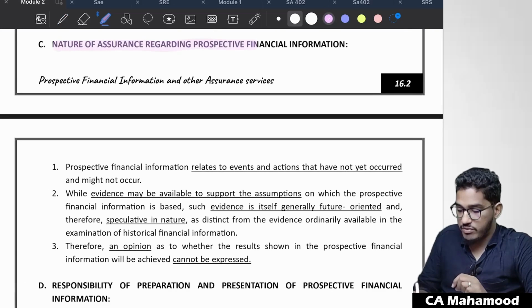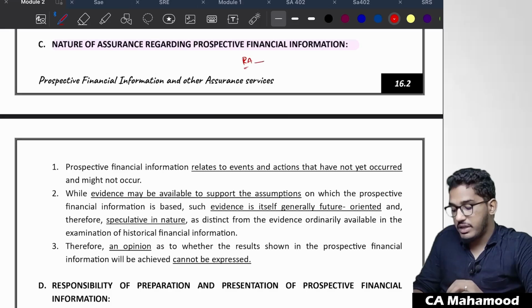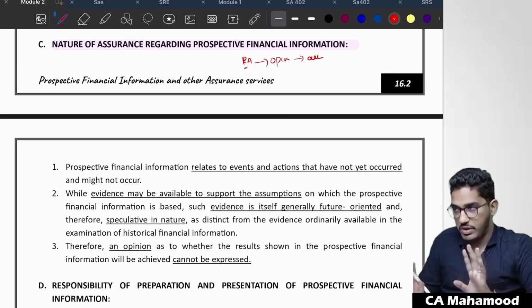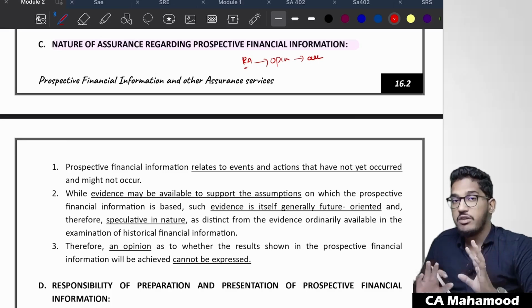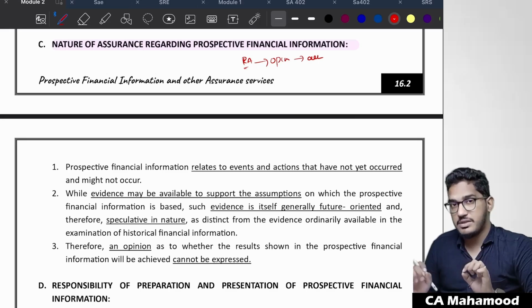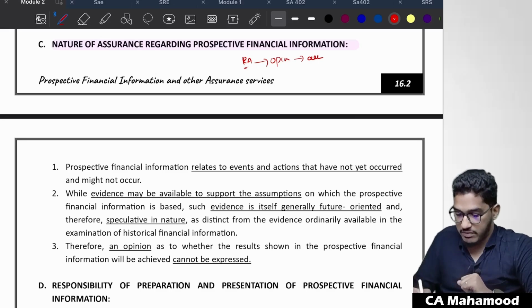So what kind of assurance are you going to give? Here also you are going to give a reasonable assurance. But one thing you have to remember, we are not going to express our opinion on achievability of the results. We are not going to comment on whether that prospective financial information will be achieved or not. On that, we are not going to give the opinion. We are going to give the opinion on whether it is presented properly or not. On that only we are giving opinion.